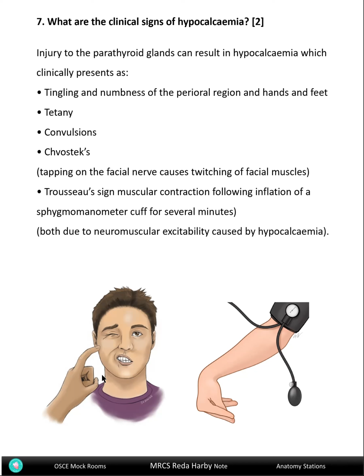Okay. So this is Chvostek's, like this. Trousseau, remember the tourniquet of the sphygmomanometer. So Trousseau, tourniquet, but Chvostek's by pressing like that. Not to forget, this has been asked before, in the last exam and in multiple exam centers. So Trousseau's sign is muscular contraction following inflation of the sphygmomanometer cuff for several minutes above systolic pressure, both due to increased neuromuscular excitability from the hypocalcemia. Okay.